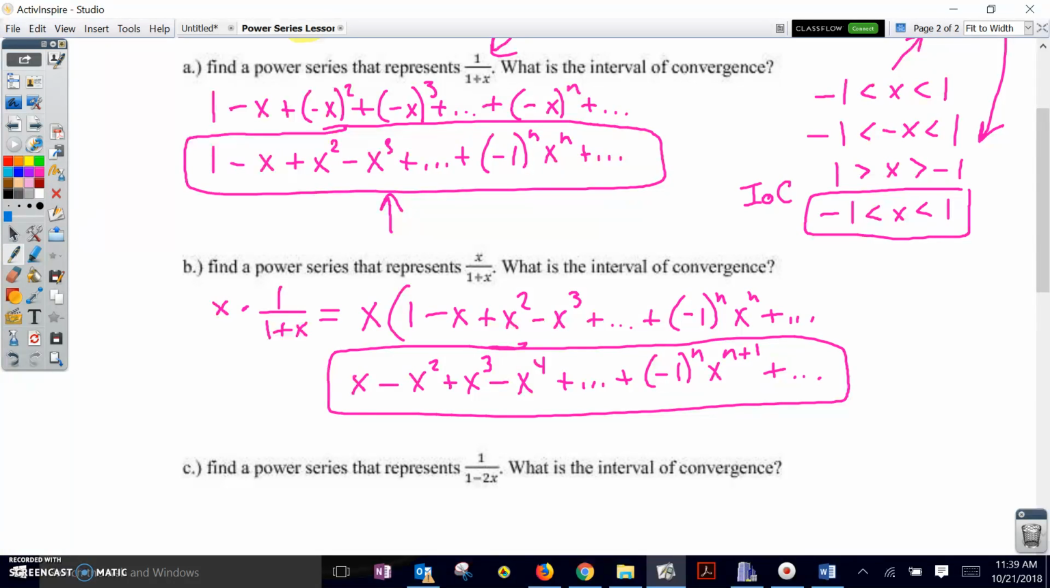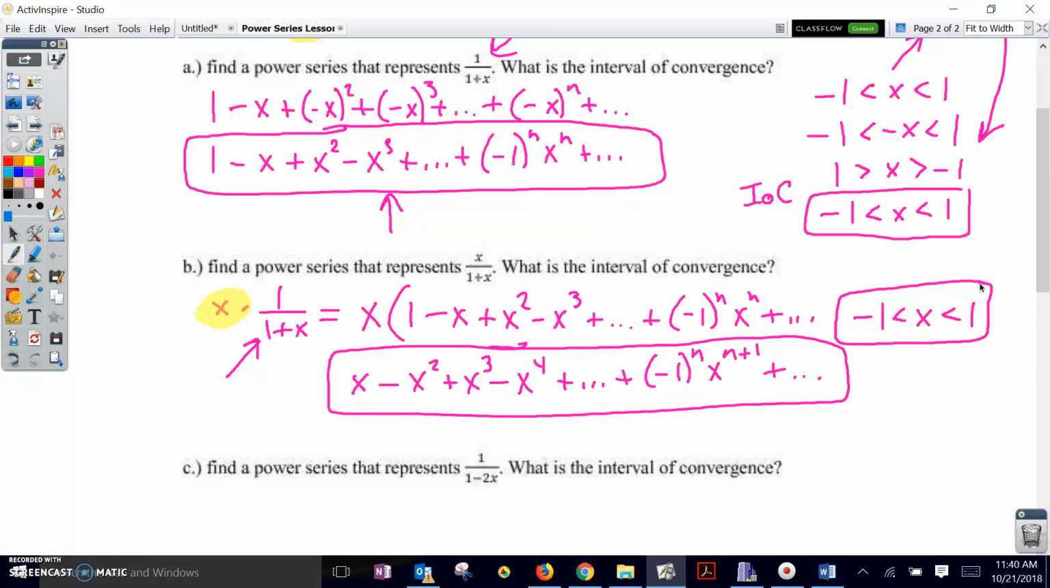Now, as far as the interval of convergence goes, all we're really doing here is multiplying a series that we know by another factor, which doesn't change the interval of convergence at all. This is still a geometric series where it's still going to converge for the same interval of convergence as we had in part A. And so there's our interval of convergence for this one.